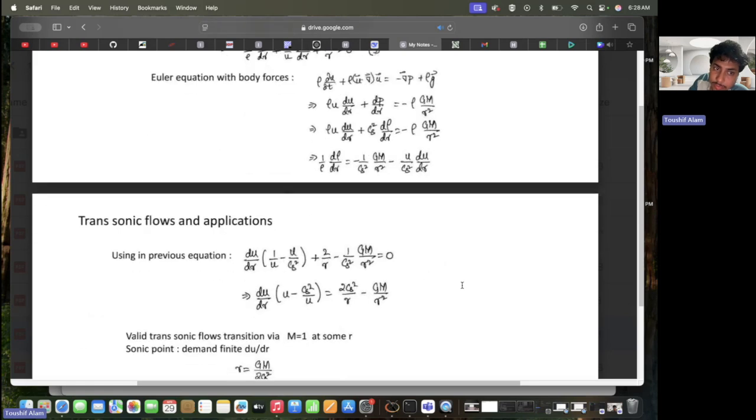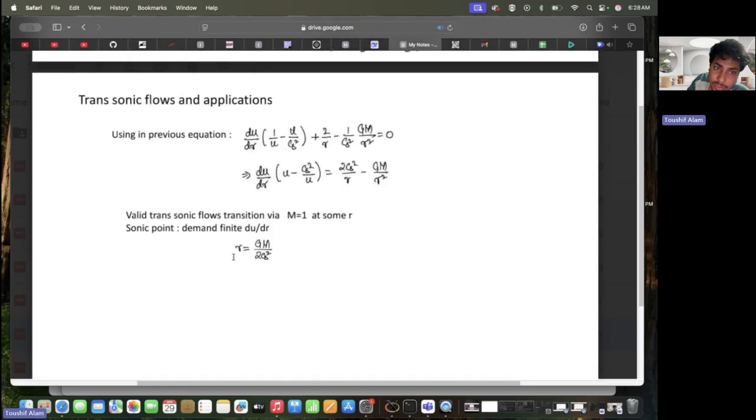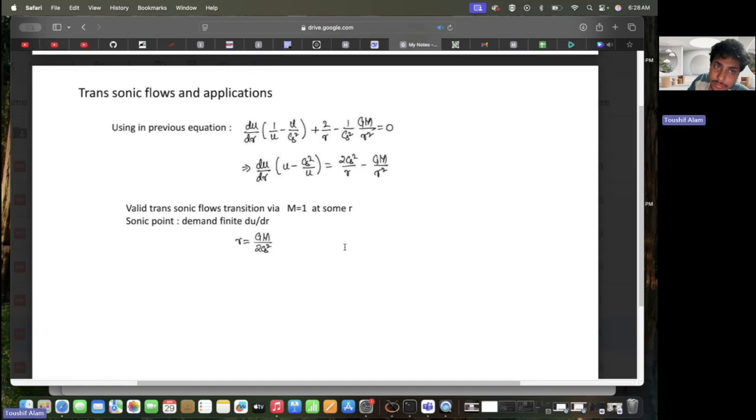So transonic flows and application. Using the previous equation, we get 1 by u minus u by c square du dr plus 2 u by r minus 1 by c square gm by r square is equal to 0. So du dr times (u minus c square by u) is equal to 2 c square by r minus gm by r square. So valid transonic flows transition via M equal to 1 at some r. The sonic point is when we demand finite du dr, so r is equal to gm by 2 c square. Okay.